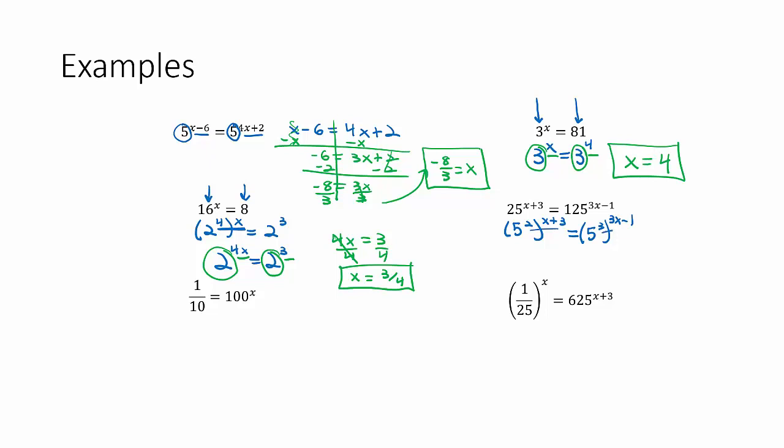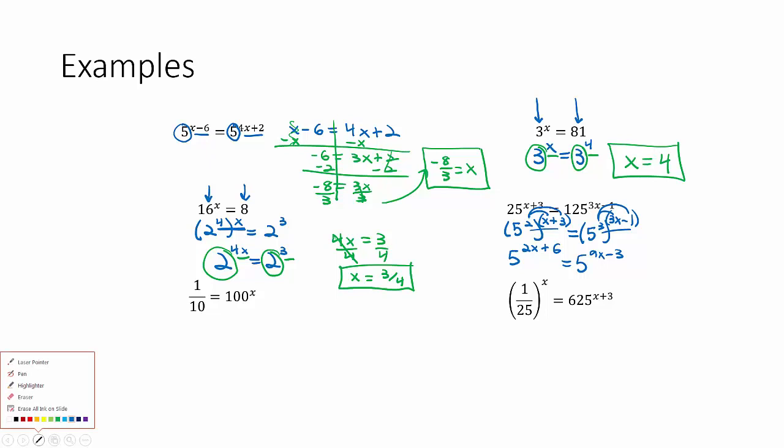Again, we've got the double exponents, so we have to multiply them. Just be careful, we don't just multiply the 2 by the x, we have to multiply by the entire exponent. The entire exponent needs to be multiplied by 3. So we have 5 to the 2x plus 6 as we distribute, equals 5 to the 9x minus 3. That exponent has to go to the entire thing.